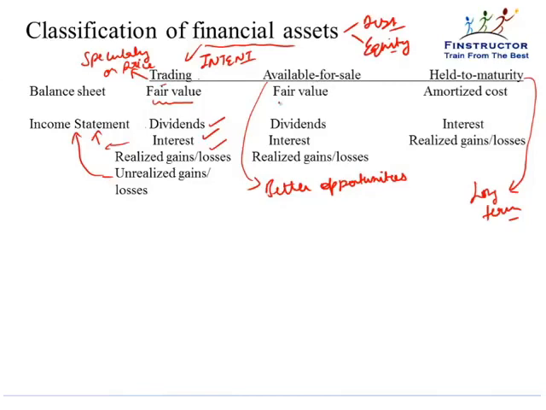Available for sale securities are also carried on the balance sheet at fair value. However, only the realized gains and losses are taken through the income statement. Unrealized gains and losses, please recall, were adjusted directly in the balance sheet under the head Other Comprehensive Income.